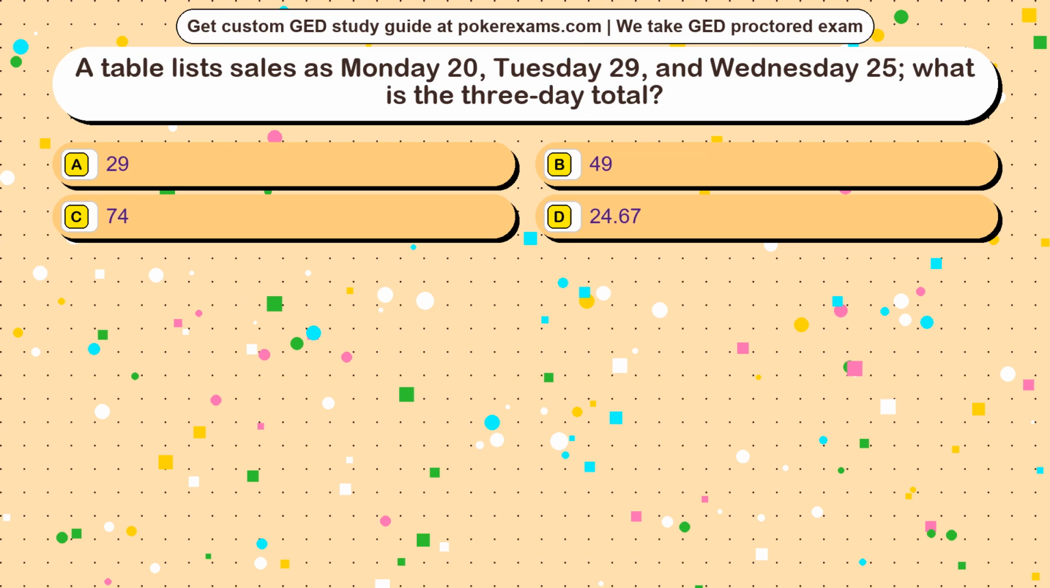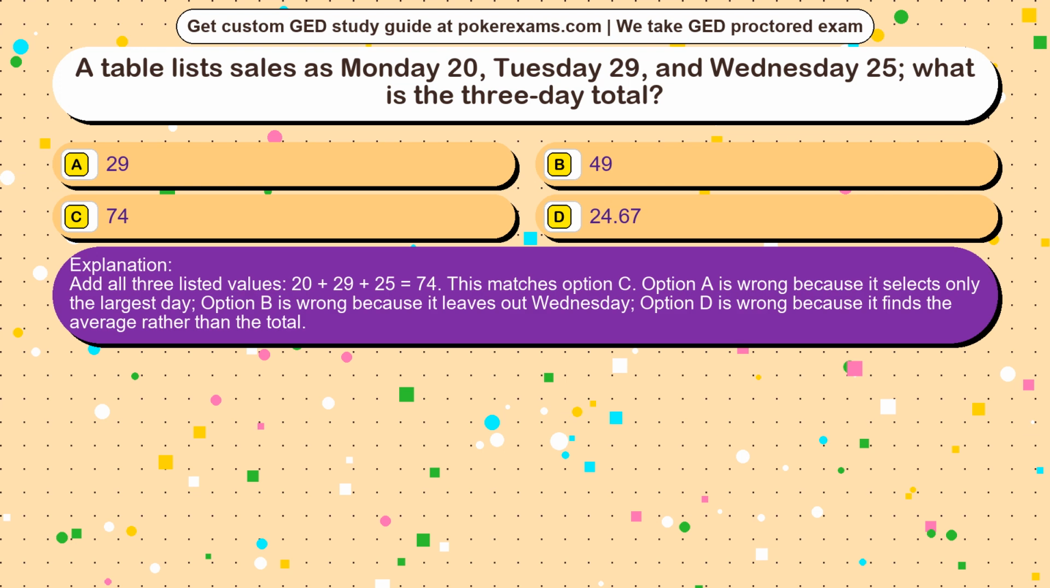The correct answer is option C. Add all three listed values. 20 plus 29 plus 25 equals 74. This matches option C. Option A is wrong because it selects only the largest day. Option B is wrong because it leaves out Wednesday. Option D is wrong because it finds the average rather than the total.